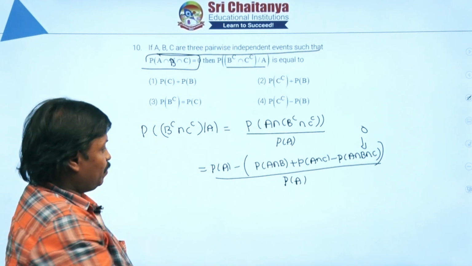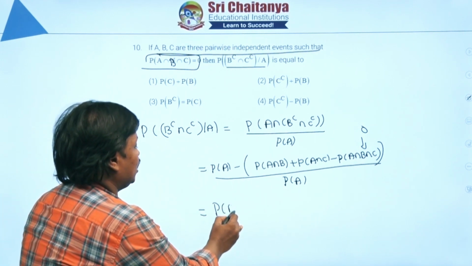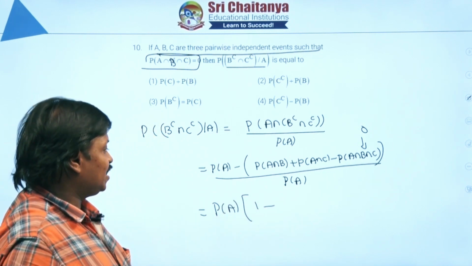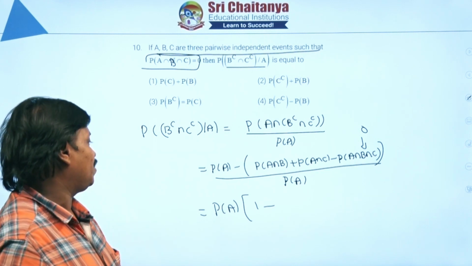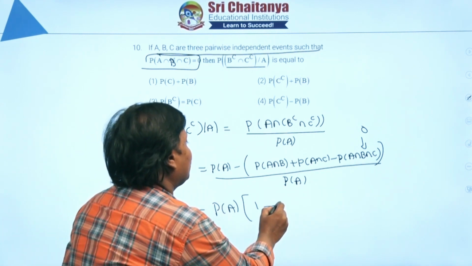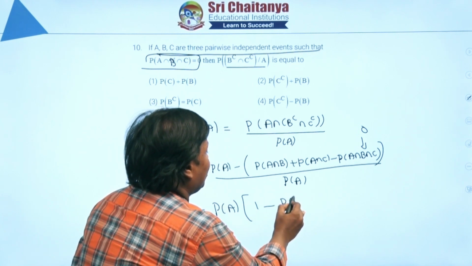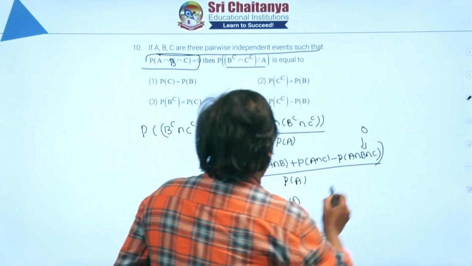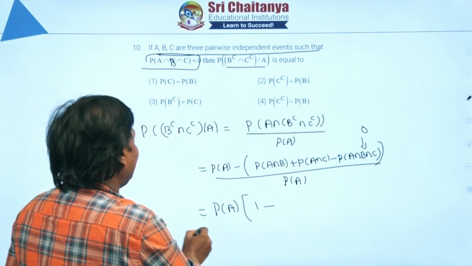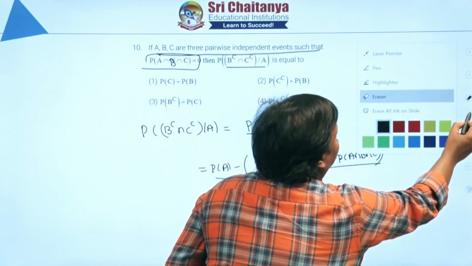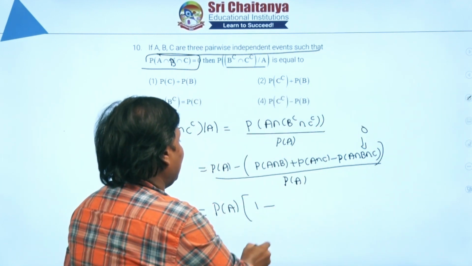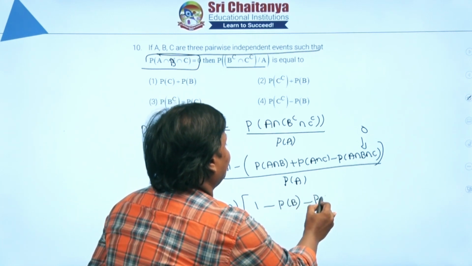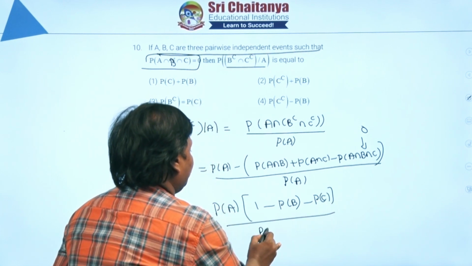Since A, B, C are independent, I can write this as probability of A into 1 minus probability of A intersection B, which is nothing but probability of A into probability of B. But if I take probability of A common, I will get 1 minus probability of B minus probability of C by probability of A.